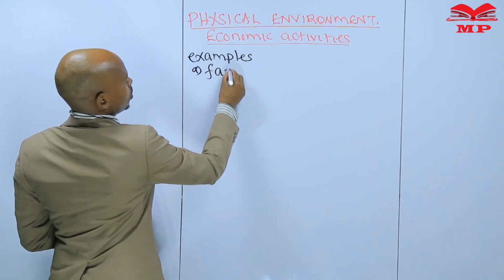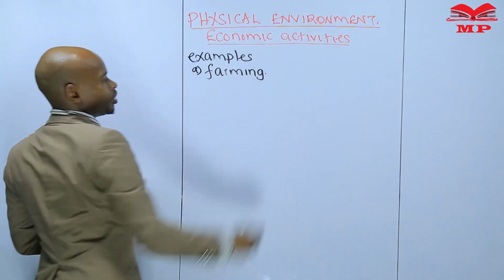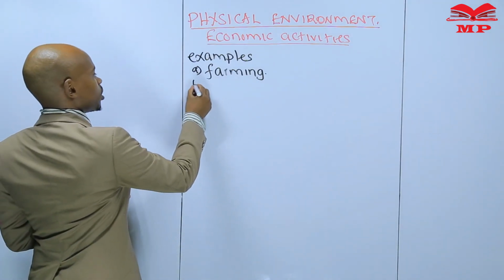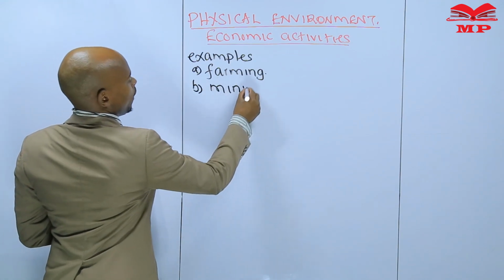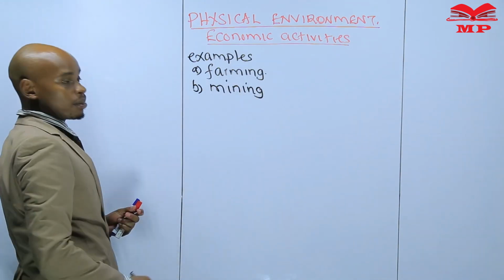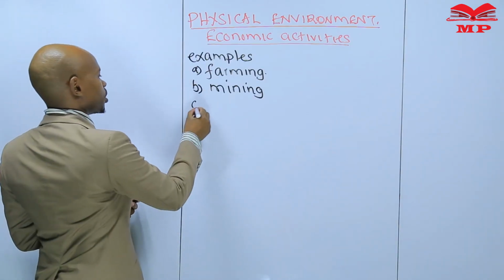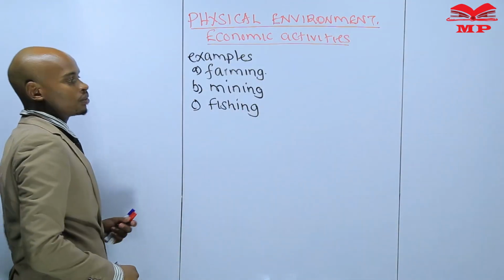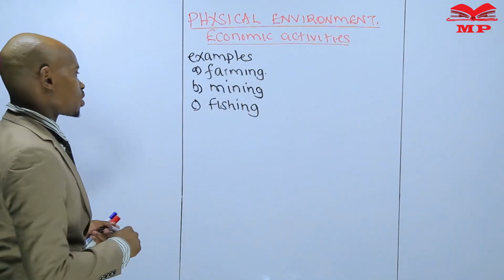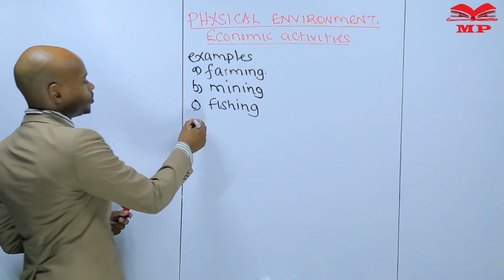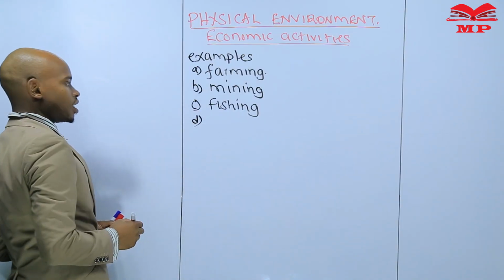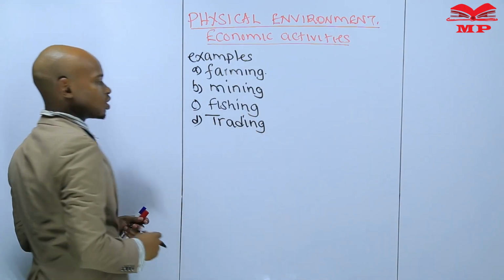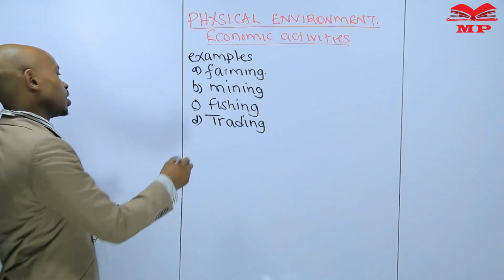Farming. Yes, the economic activity might be farming. Number two, mining. Yes, people might be engaging in mining. Number three, fishing is a renowned economic activity in Kenya. We shall get to know how you're supposed to know there is mining in a given area. Then we have trading. Trading is a big economic activity, especially in urban areas.